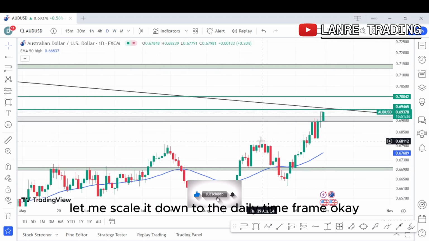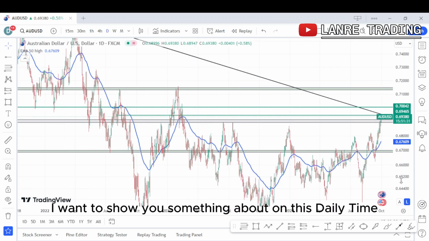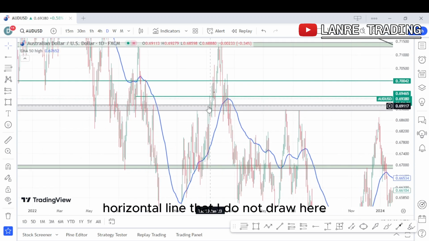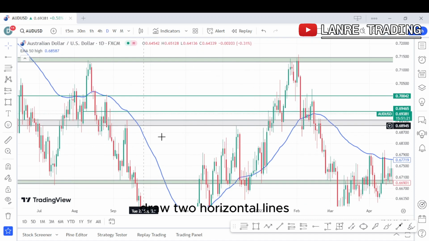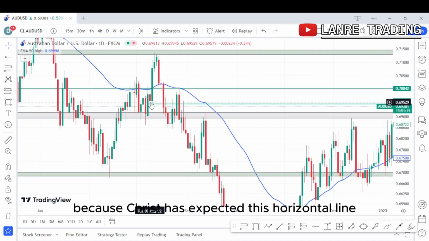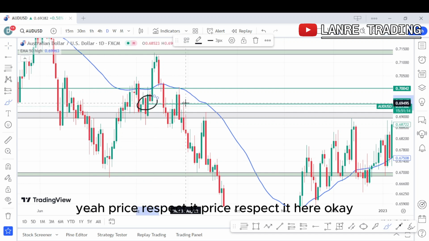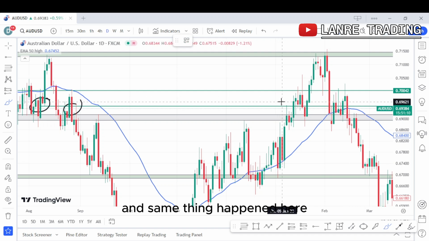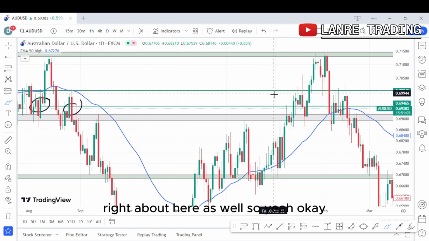Let me scale down to the daily time frame. I want to show you something on this daily time frame. This horizontal line that I draw here: the reason I draw two horizontal lines is because price has respected this horizontal line right about here. Yeah, price respected it here, and the same thing happened here. Price tends to respect the horizontal line right about here as well.